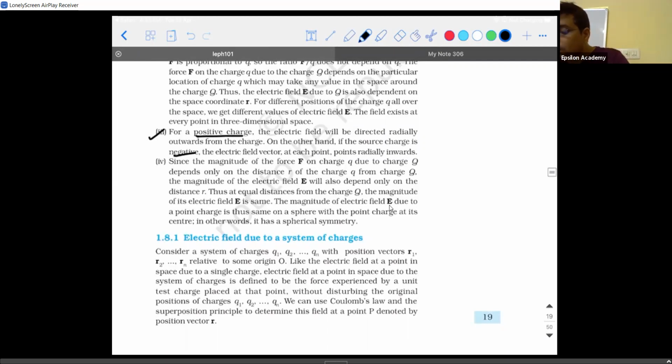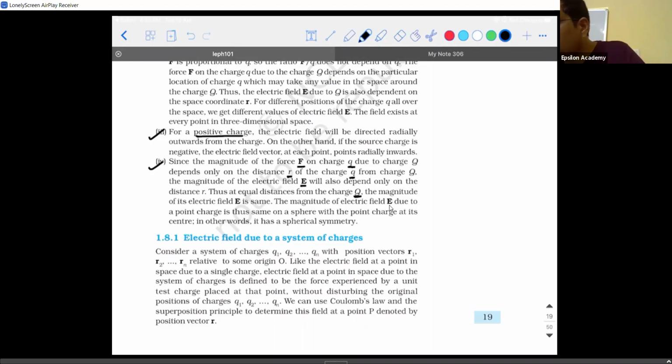The last point is, since the magnitude of force F on a charge q due to the charge capital Q, here the small q according to the textbook means test charge, capital Q means source charge, depends only on the distance r of the charge q from the capital Q, the magnitude of electric field E also depends only on the distance r. That is what they are trying to say. Thus, at equal distances from the source charge Q, the magnitude of the electric field will always be a constant.